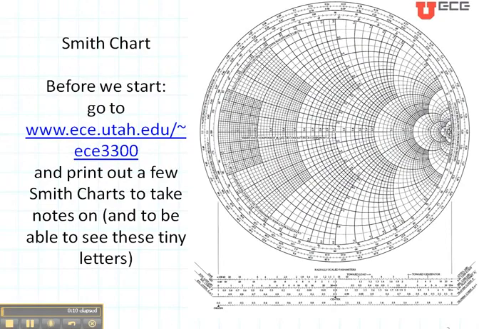Before we start, please go to the class website and print out a few Smith charts to take notes on. The other reason you'll need some Smith charts is because the numbers are very tiny to be able to see them on this video, and you'll need a Smith chart in front of you.